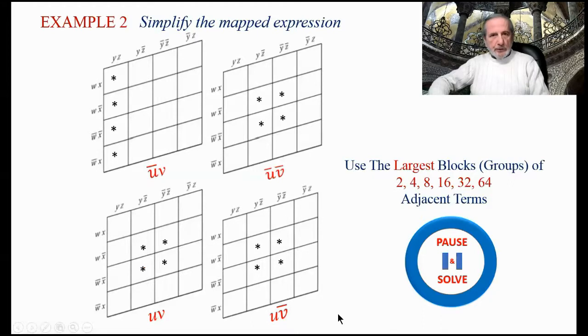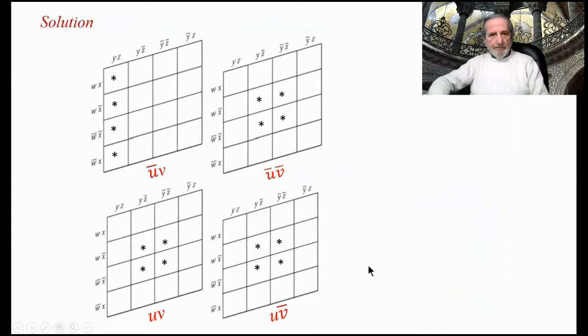Now we're going to do some simplification, minimizations of expressions. Remember, you need to use the largest blocks, groups of 2, 4, 8, 16, 32, 64 adjacent terms, combinable terms. So let's think of that and solve it and come back. Okay, here we go. These 4 can be blocked together, and it's coming from only one of the tables. So you have u bar v, all of this cancel, y, z.